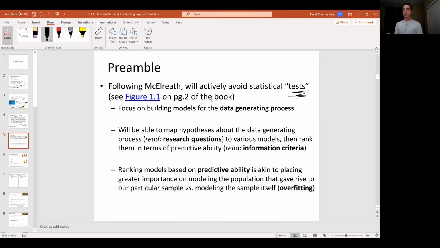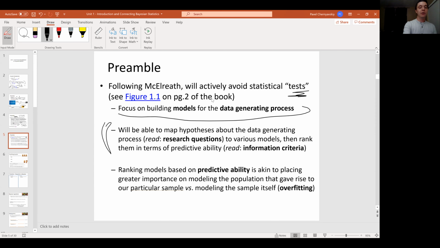So I strongly endorse Dr. McElreath's recommendation to focus on building models for the data generating process. So we'll be asking ourselves questions. How did our exact sample come to be? What machinery, conceptually speaking, has produced our data? Where in that machinery is our systematic variation, the signal, and what is just random noise?